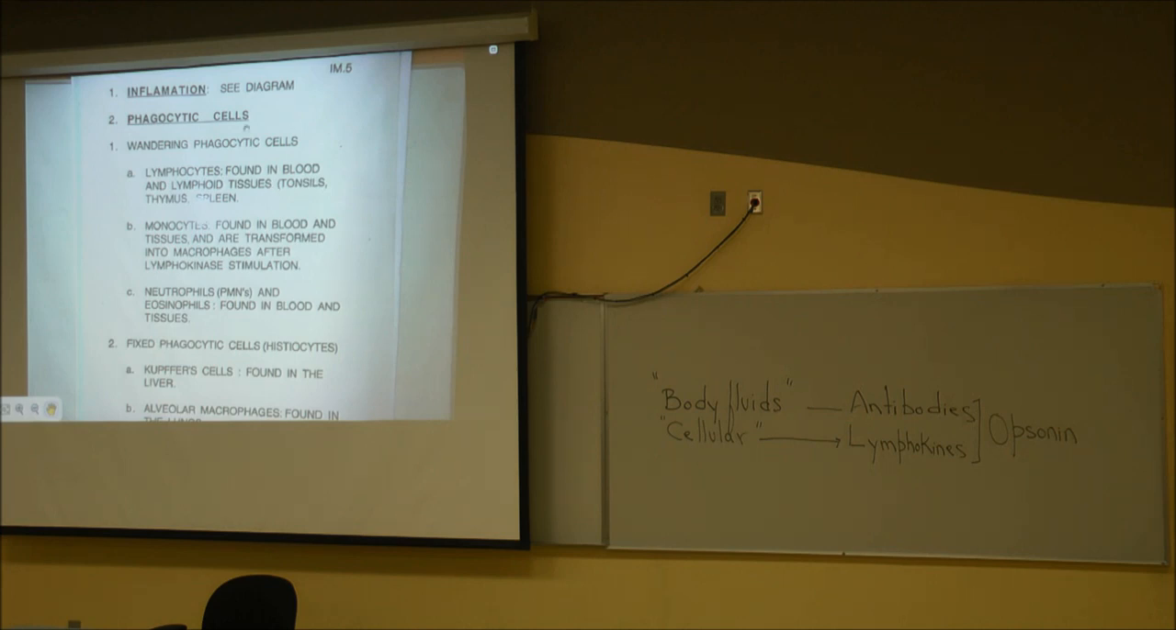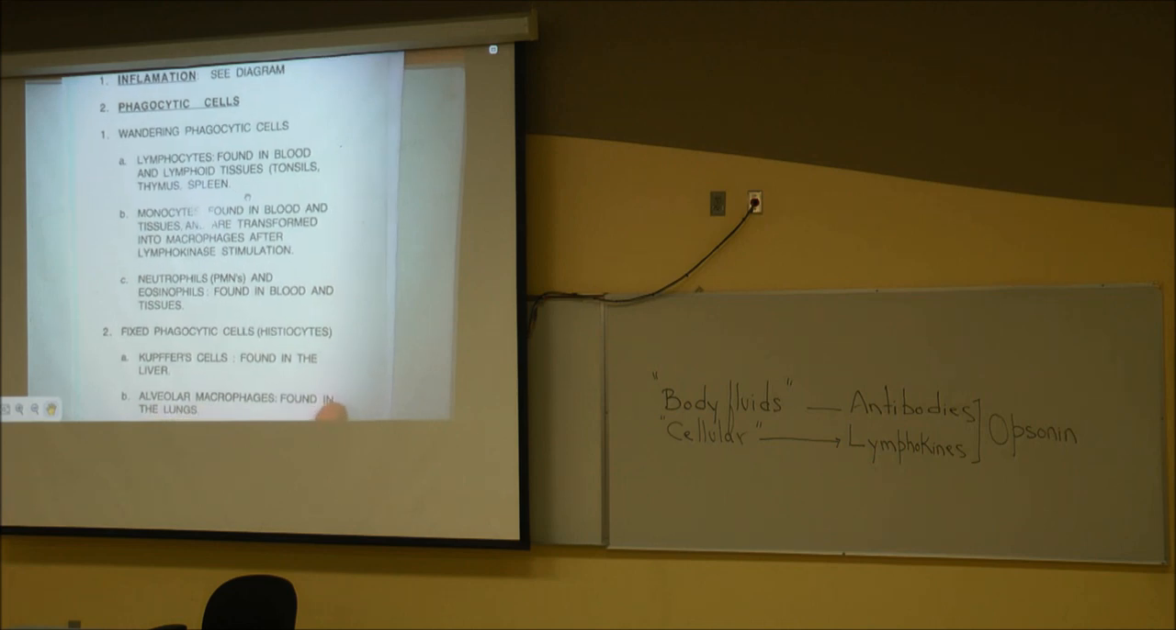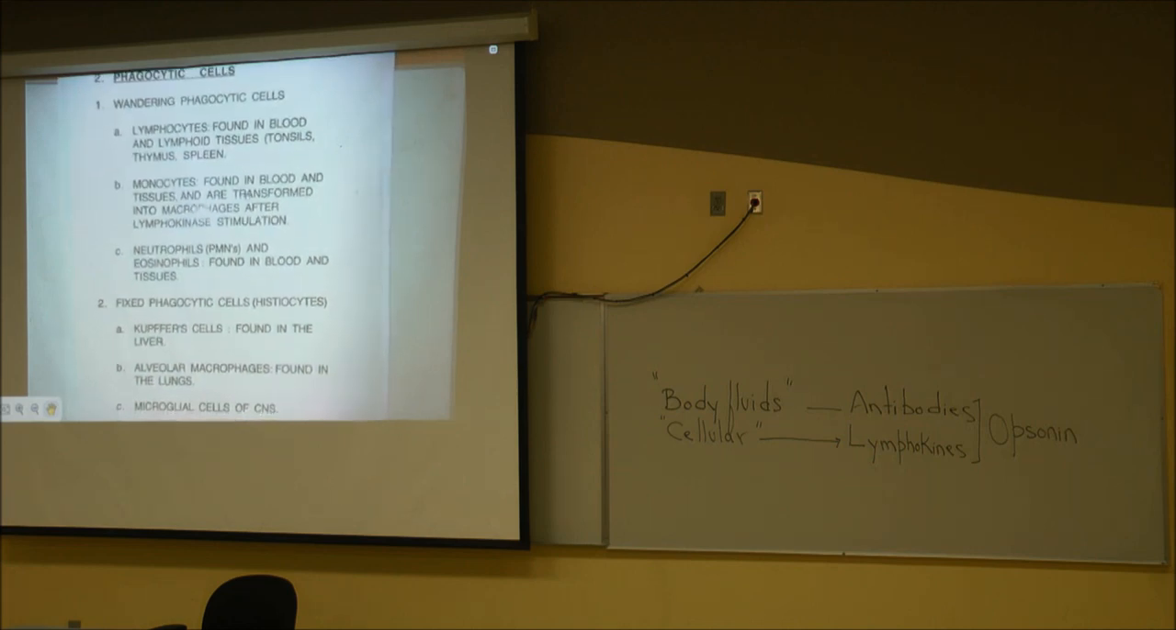Phagocytic cells wandering, those are your soldiers. They're wandering in your body, in your liquids, looking for intruders: lymphocytes, monocytes, neutrophils. No need to memorize the wandering types for the test. For test four, you need to memorize the three fixed types only.